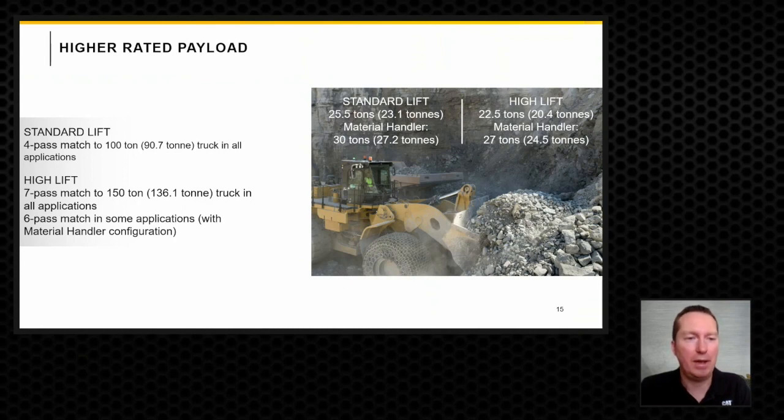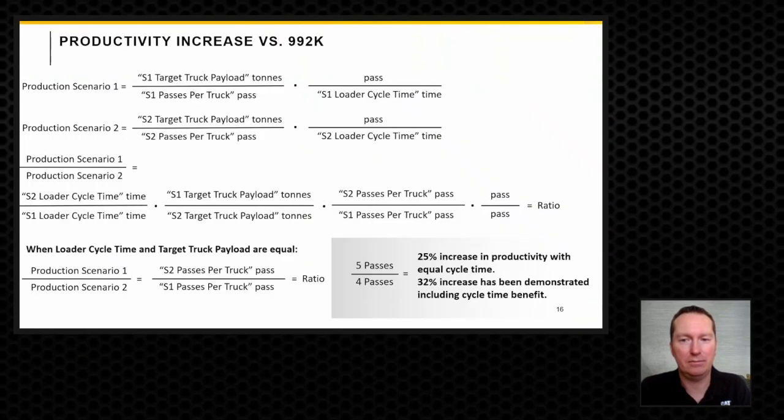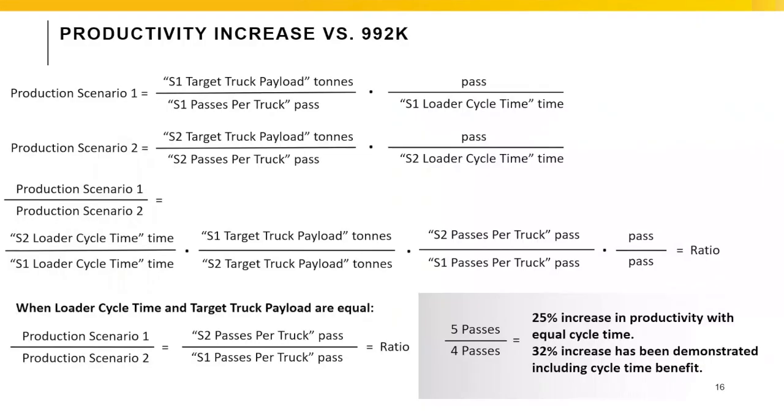What we did here with the payload really revolved all around 4-pass match to the 777 truck in all applications. Now on this slide, I'll go back to the math one more time, and I just want to focus on when you're moving from 5 to 4 passes. If you had an equal cycle time, working out the math, you would expect a 25% increase in productivity going from 5 to 4 passes.